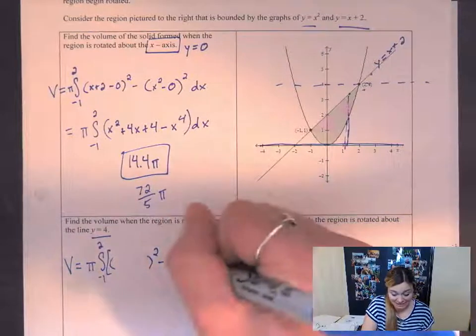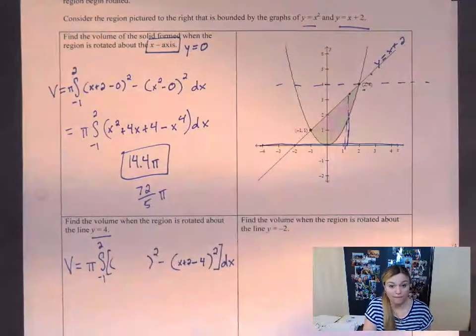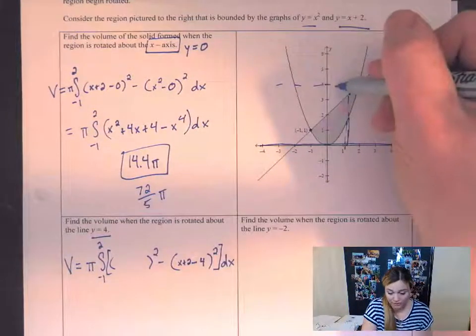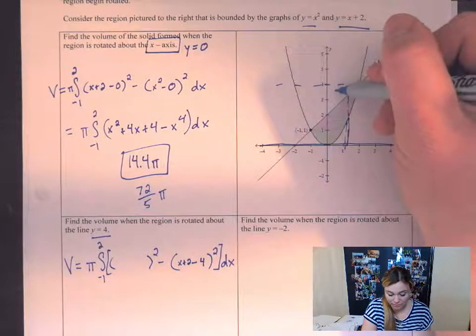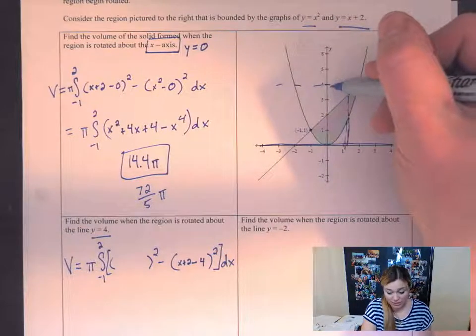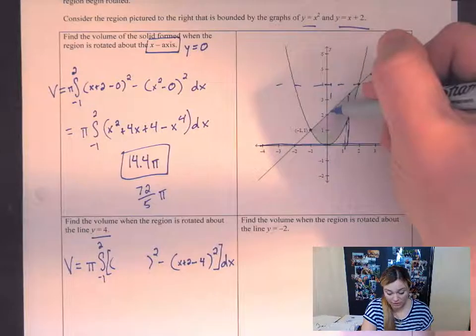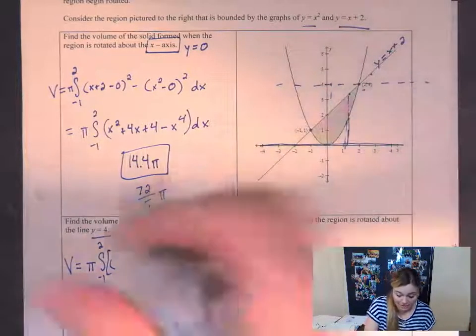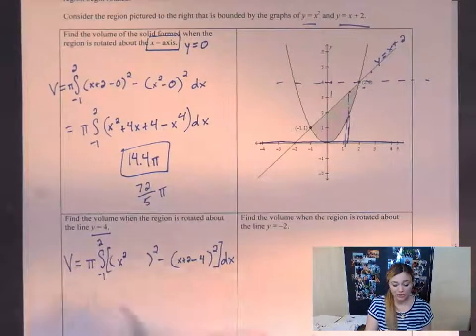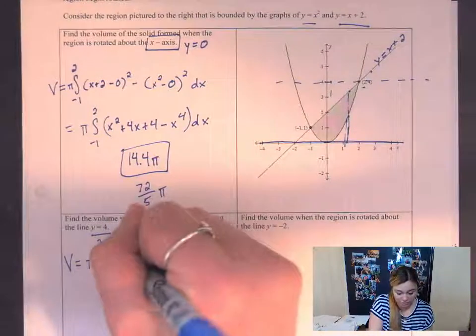Minus my axis, and this one is minus 4. Over here, my outer function, so this was rotated about y equals 4. If I start here at y equals 4, and I go down, I already hit x plus 2. The function that's further away is this x squared. But remember, I'm finding the radius, so I need to say x squared minus 4.